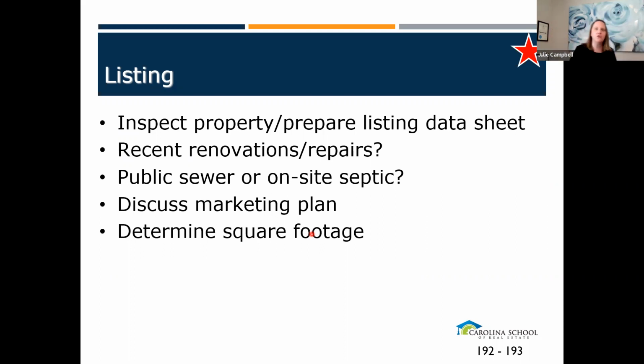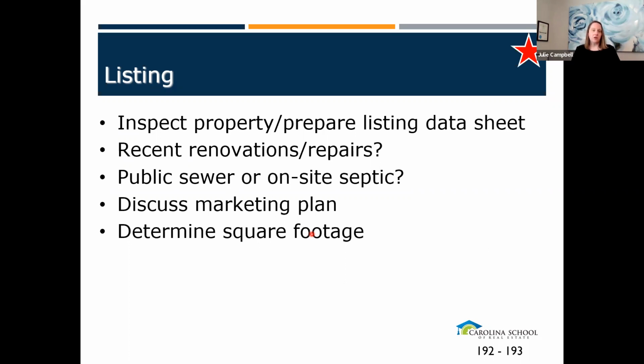Who remembers how many human heartbeats per bedroom for an on-site septic? On-site septic says 2 human heartbeats per bedroom. So if it's on an on-site septic, I need to get my hands on the septic permit. Not the marketing plan, I'm sorry. And I need to know how many bedrooms I can advertise. If it's on a public sewer, there are no restrictions. There are no limitations.